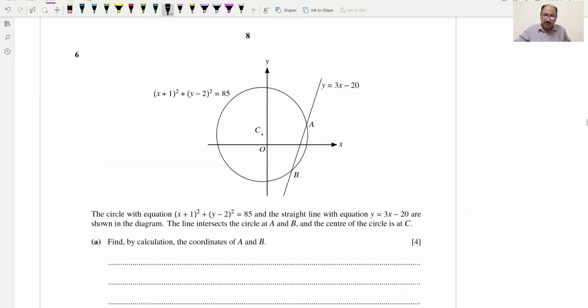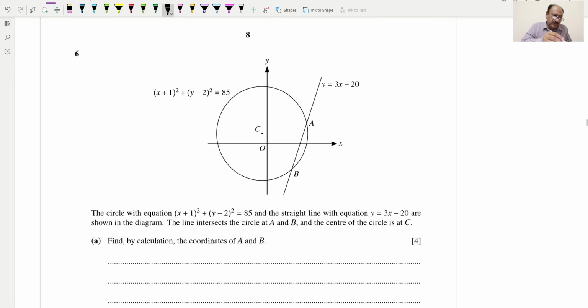This is done. So next is question number 6, and the question 6 diagram is provided. The circle with the equation this one and the straight line with equation this. So this is the straight line and this is the circle. Equations are provided as shown in the diagram. The line intersects the circle at A and B, and the center of the circle is at C. A part: find by calculation the coordinates of A and B, and this is a 4 mark question.